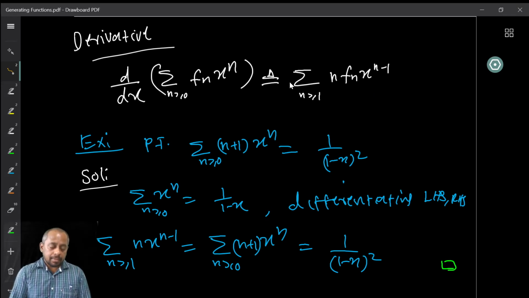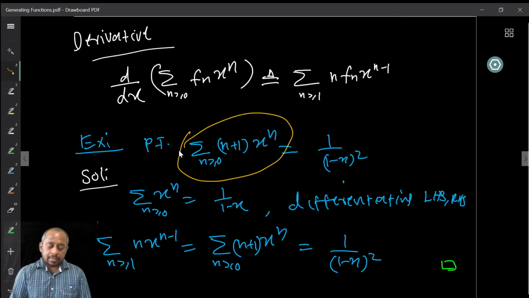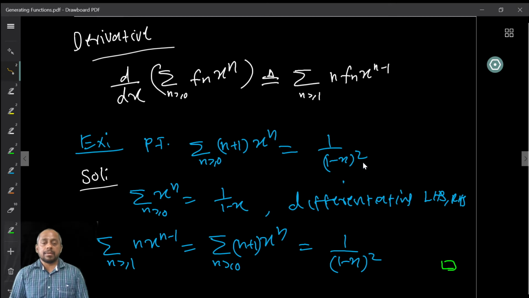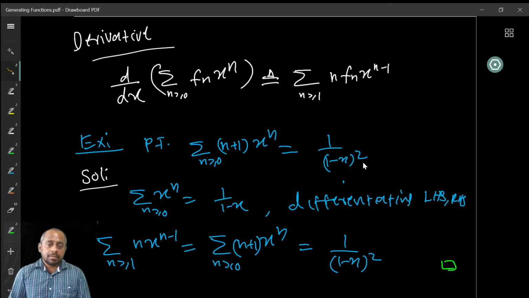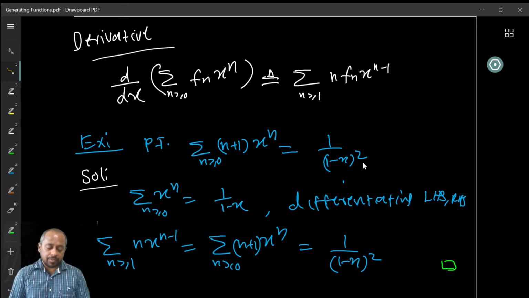So example, right? If you have the summation n greater than or equal to 0 of (n plus 1) x raised to n, show that this is equal to 1 by (1 minus x) whole square. Okay, so we give three different proofs. One is using the idea we just looked at before, right?